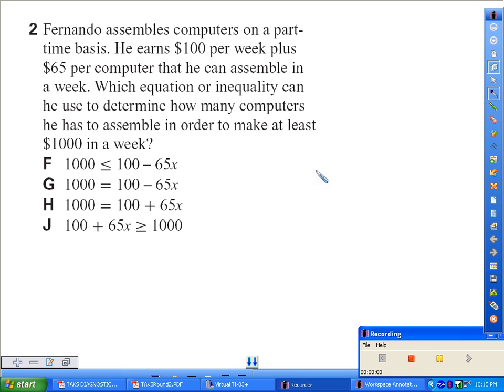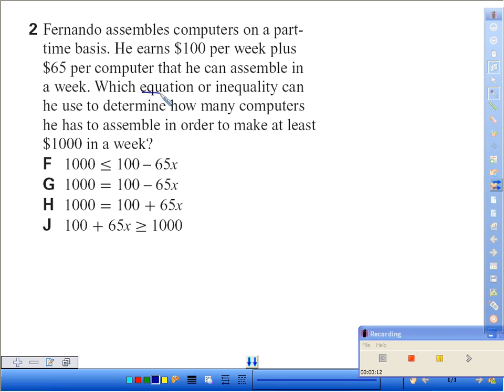Alright, Fernando assembles computers on a part-time basis. He earns $100 a week plus $65 per computer part that he can assemble in a week. Which equation or inequality can be used to determine how many computers he has to assemble in order to make at least $1,000 in a week?